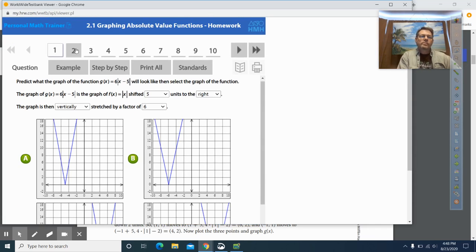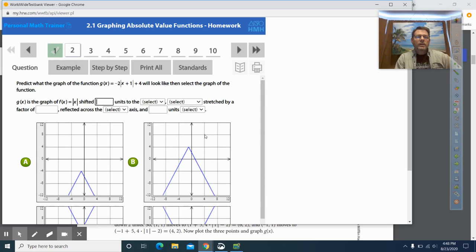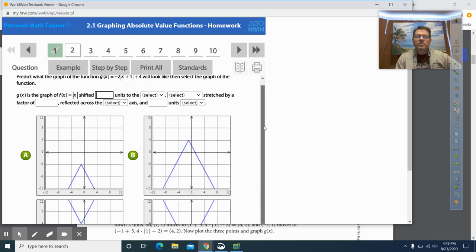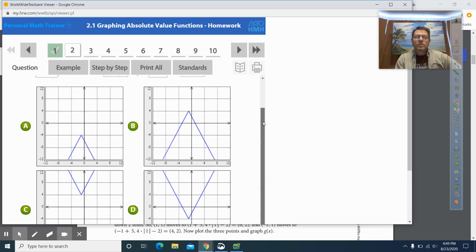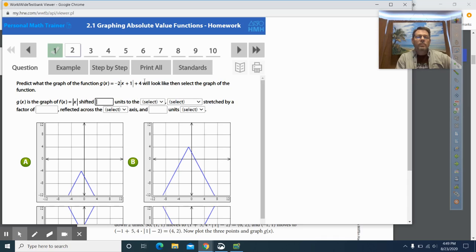Number 2. That's very much the same, except you've got this negative in front. What's that going to end up doing? That's going to make it flip over. So we already know, as far as the graphs are concerned, A and B are the only two possibilities. A was shifted down 4 units and B was shifted up 4 units. So according to our equation, it's got a +4. So that means it's been shifted up 4. So we already know that B is the correct answer for this one.